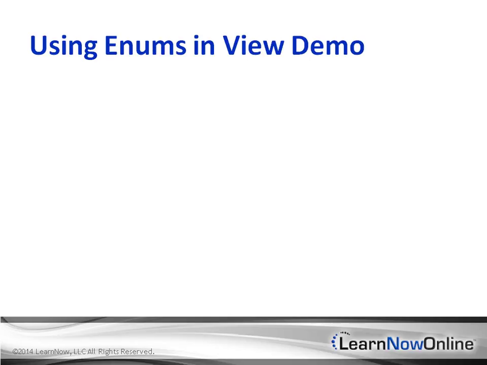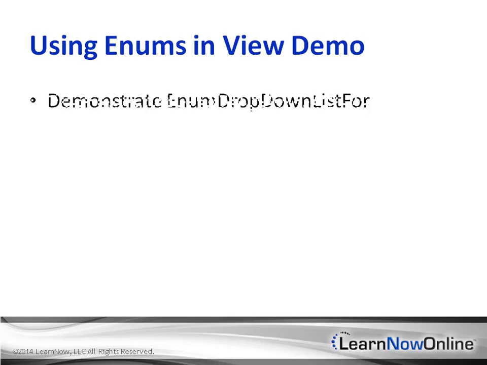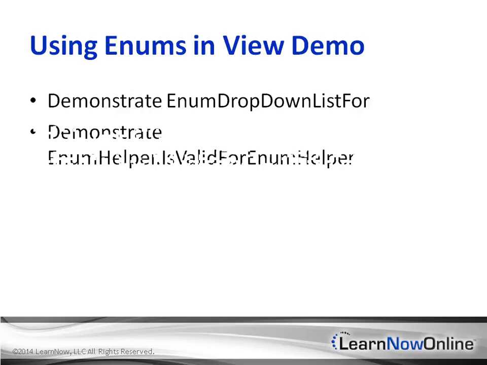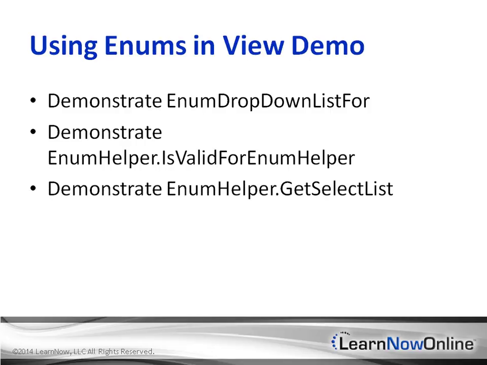All right, so now we're going to do a demo on using enums in your view. We're going to demonstrate the EnumDropDownListFor helper method. We're going to demonstrate the EnumHelper.IsValidForEnum. And we're going to demonstrate the EnumHelper.GetSelectList.